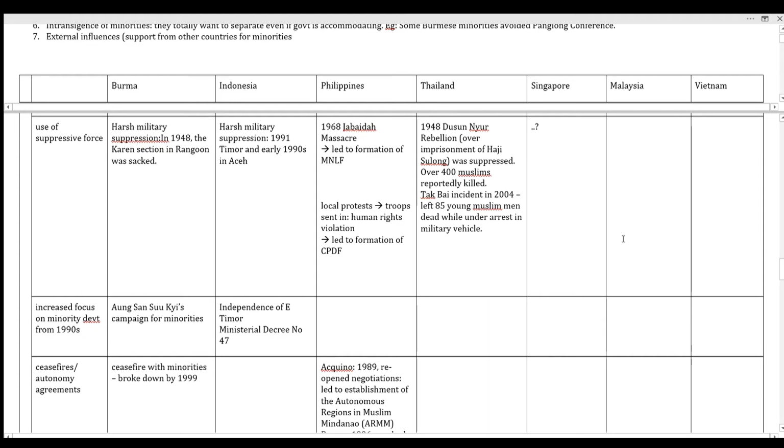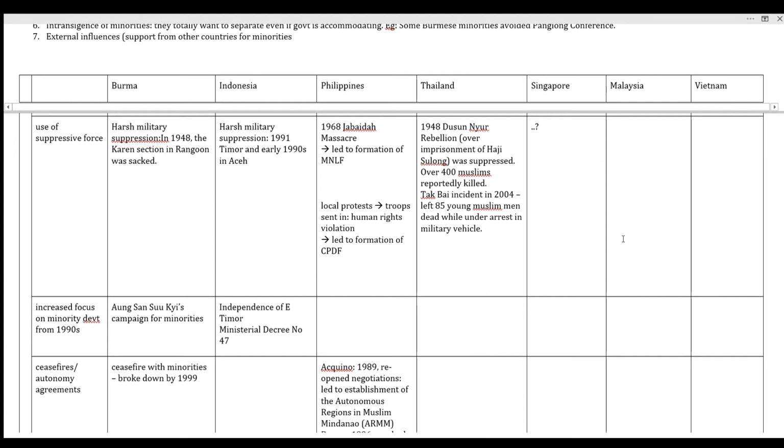Okay, in Burma we have heavy, harsh military suppression. This is against minorities, not really against political opponents or anything, but more against minorities. So that's what I'm referring to in terms of use of suppressive force. In Burma, they have a suppression of the Karens, and you can read the details yourself.